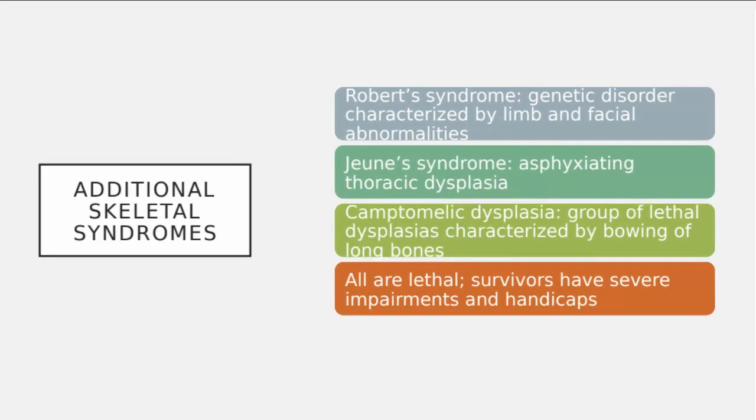Roberts syndrome is going to be a genetic disorder where we have limb and facial abnormalities. Jeune syndrome is going to be when we have thoracic dysplasia, so the thoracic cavity is so poorly developed that the baby is basically choking on itself, so we have asphyxiating thoracic dysplasia. Campomelic dysplasia is when we have a group of lethal dysplasias that are characterized by bowing of all of the long bones. So all of the long bones are going to be bowed, and that includes the ribs as well. And then all of these are going to be lethal.